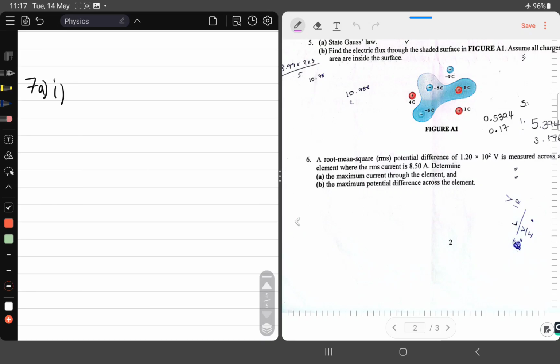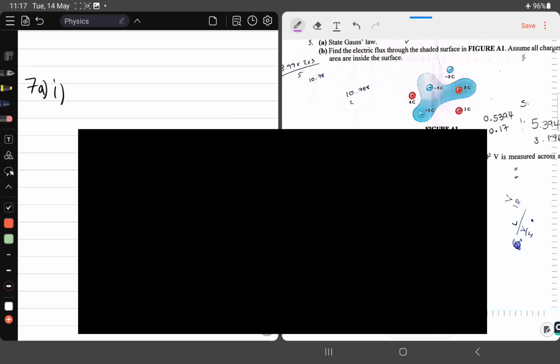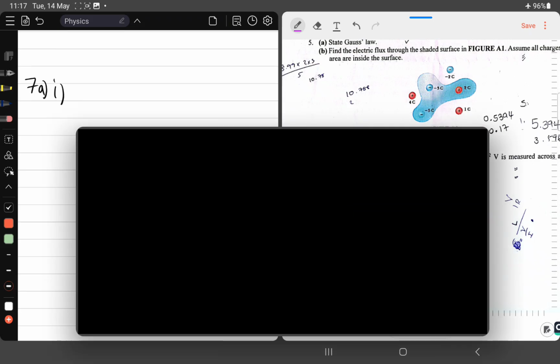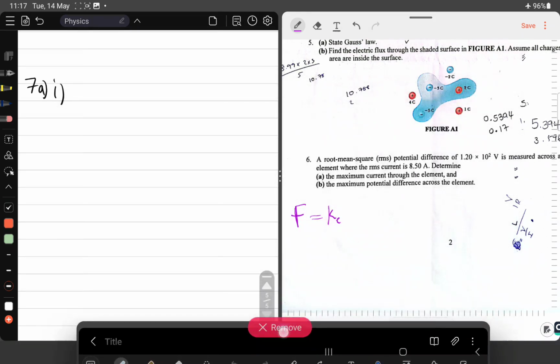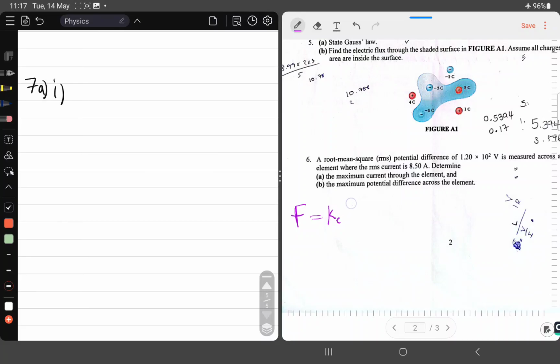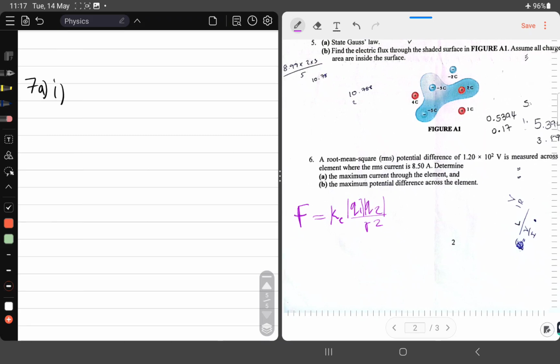Even here we can write. So it's going to be now for electricity. Remember that we have F is equal to KE Q1 Q2 over R squared. Remember that these are only magnitudes. You are not taking the signs.